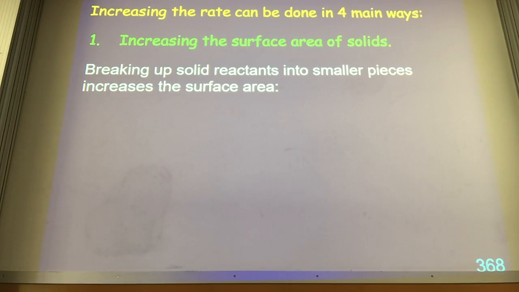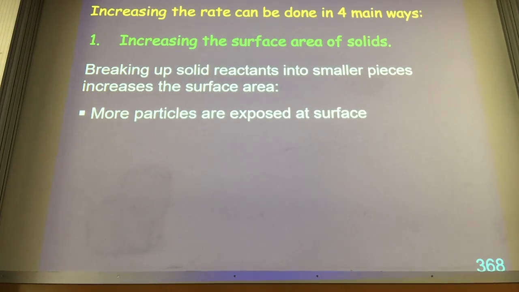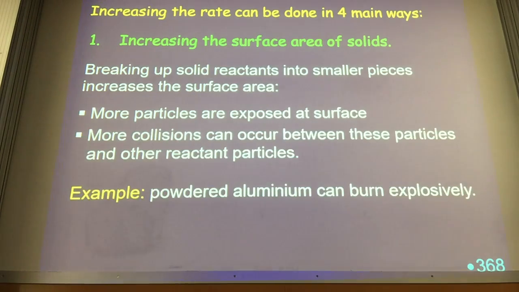So we're going to be looking at getting more successful collisions. And four main ways that can happen. First way is increasing the surface area. Now, as you should know, if you have small pieces instead of one large lump, you've got a higher surface area, and the logic goes that means more particles exposed at the surface, therefore a higher frequency of collisions between the reactant particles and the surface.